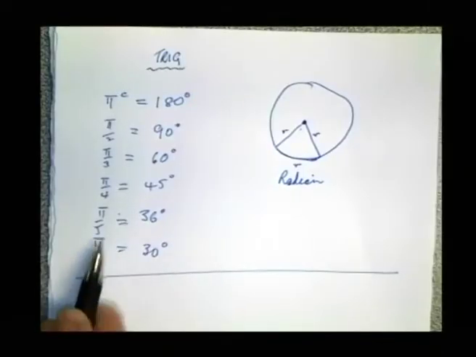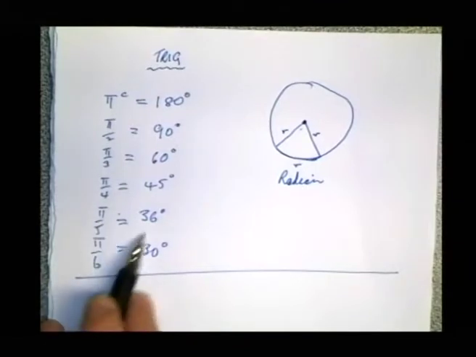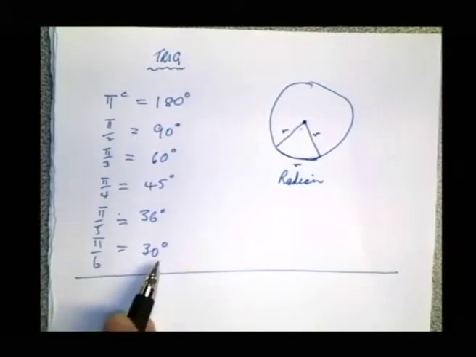The next thing is pi over 5 is 36. Don't forget 2 pi over 5 is 72. Pi over 6 is equal to 30 degrees.